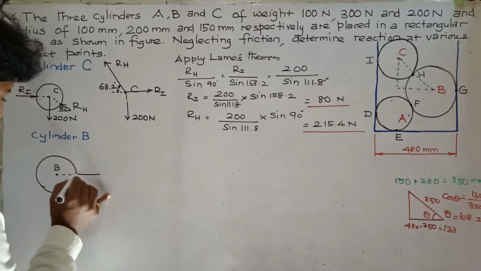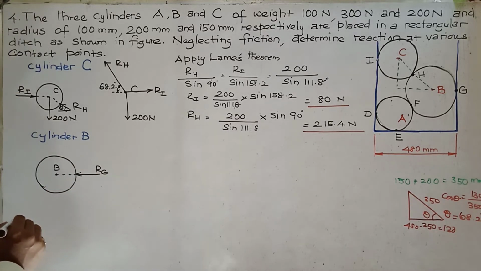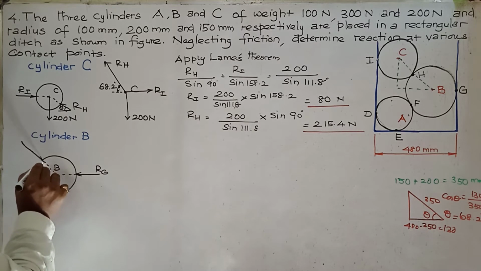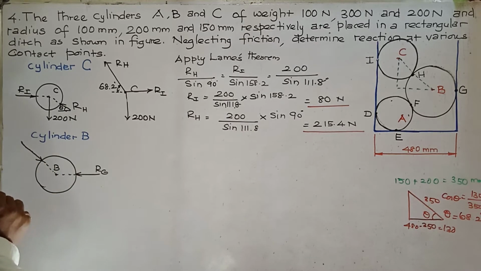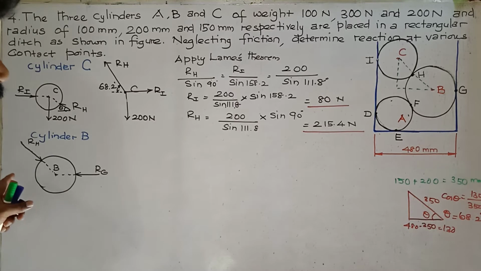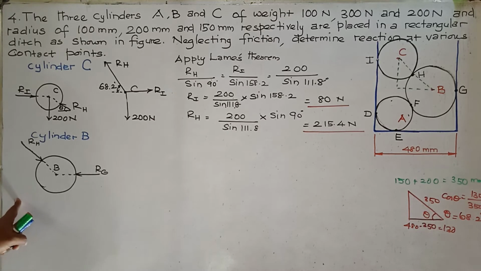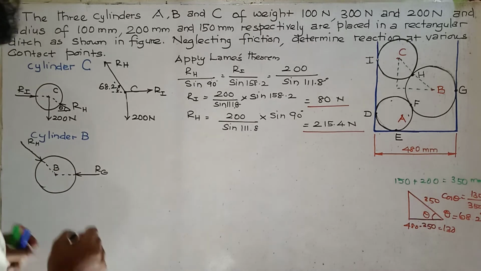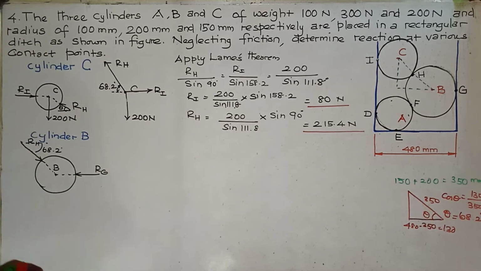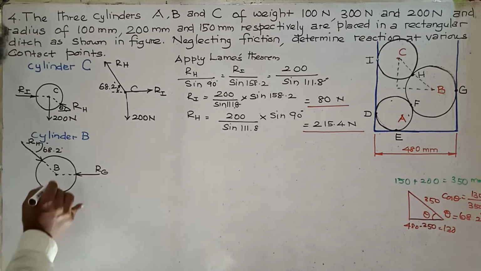RG with horizontal, and RH with inclination to the horizontal, the same angle, 68.2 degrees. And the weight of cylinder B is 300 Newton.